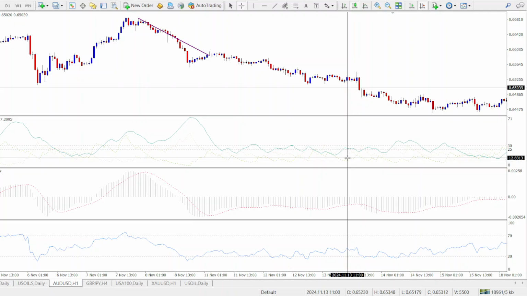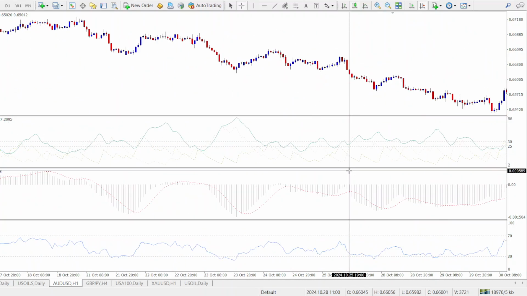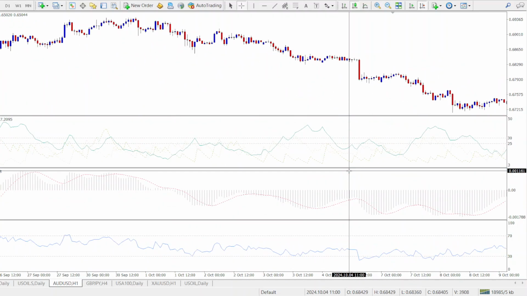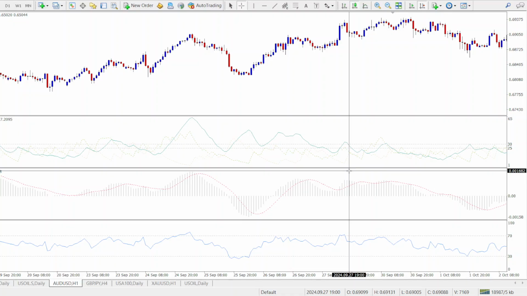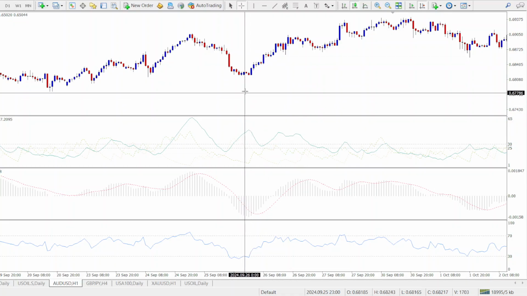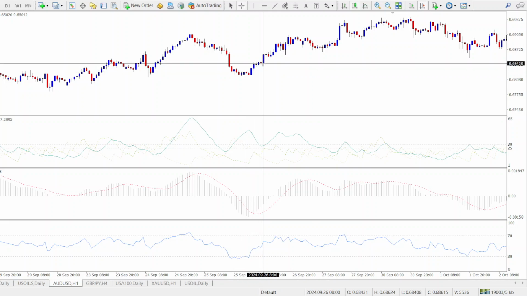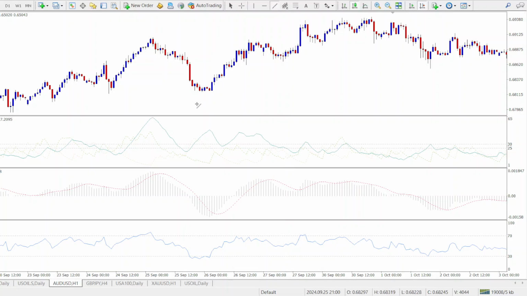Okay. Now let us see if we can find any other example real quick. Another quick example. Let's see if we can find a bullish example this time. Okay. All right. Now we can see that we had a bullish example here. This is a buy trend.